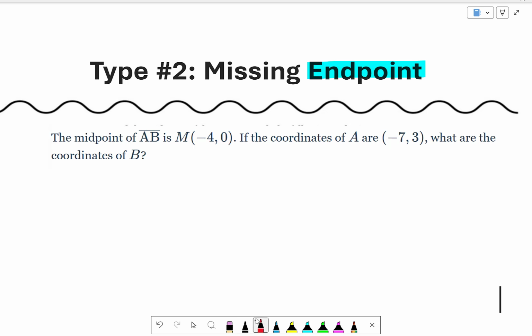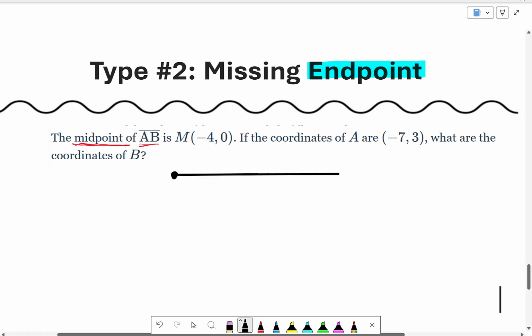So the problem says the midpoint of AB. Okay, so if I have A here, segment AB, the midpoint is M. And then it says the coordinates of A are negative 7, 3, and then it asks what are the coordinates of B.